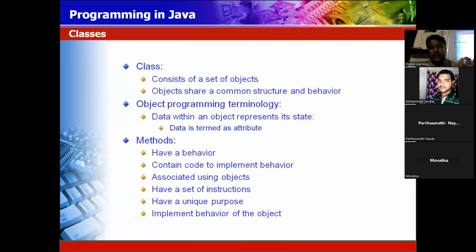And in object programming terminology, data within an object represents state, and data is termed as attribute. When we look at a mobile phone, it shows 20% battery. That means you come to understand that in some time the battery will be drained and you have to plug in a charger, otherwise it will switch off. So from the data you come to know what the next course of action is.